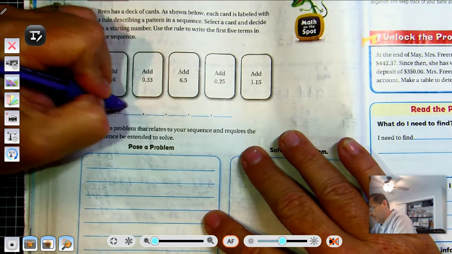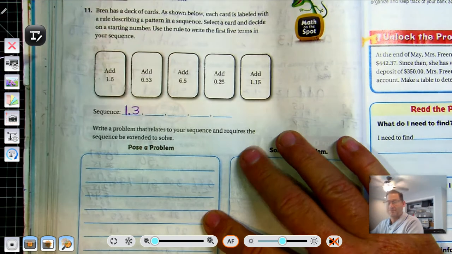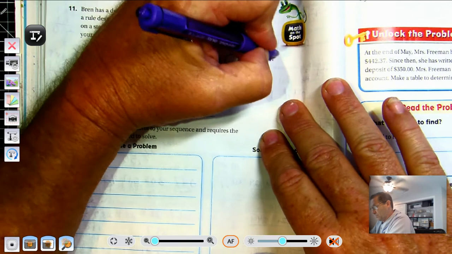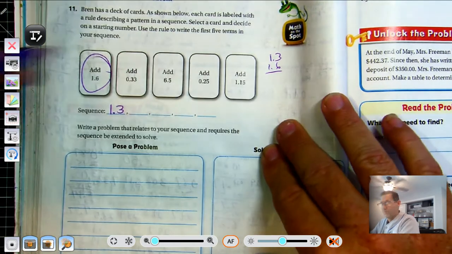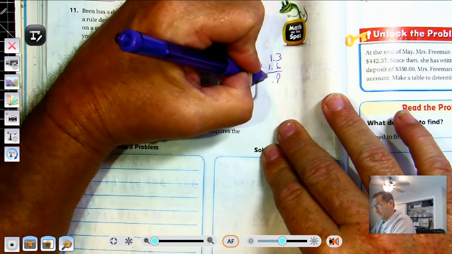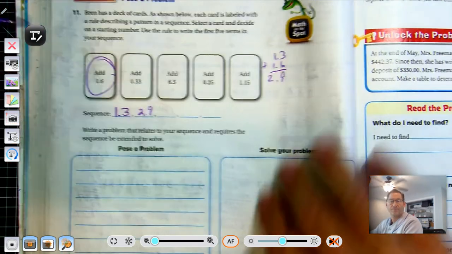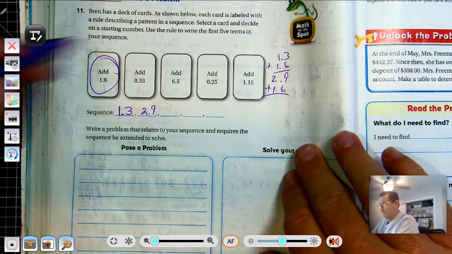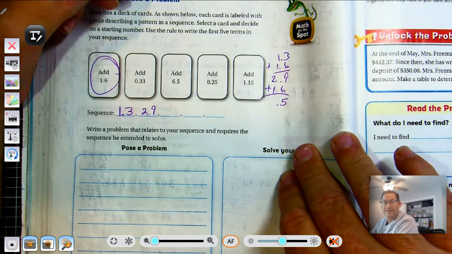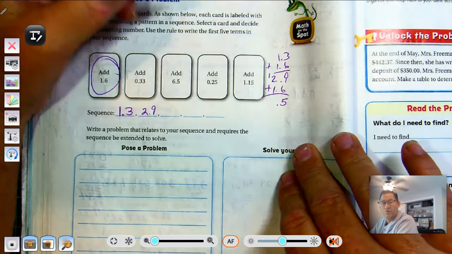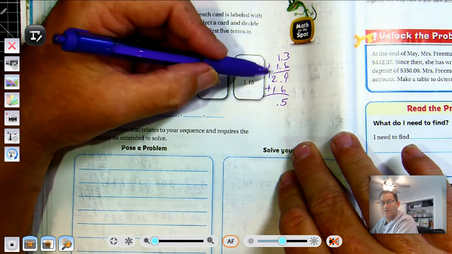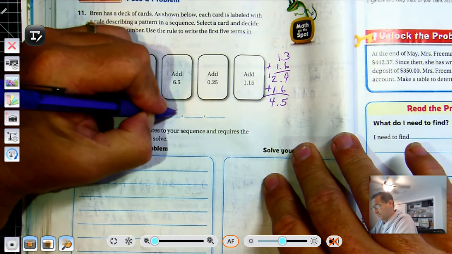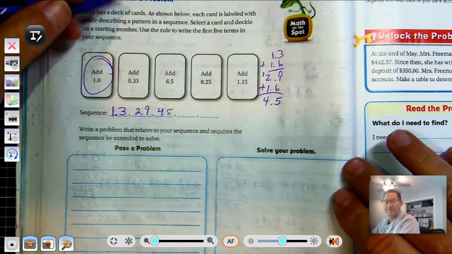So I don't know. I might start at 1 and 3 tenths. And let's say I'm going to add 1.6. Well, 1.6 plus 1.3 is 2 and 9 tenths. If I take 2 and 9 tenths and add 1.6 to that, 9 tenths and 6 tenths is 15 tenths. Regroup as 1 whole and 5 tenths. 2 plus 1 is 3, plus the regrouped 1 is 4. So 4 and 5 tenths.